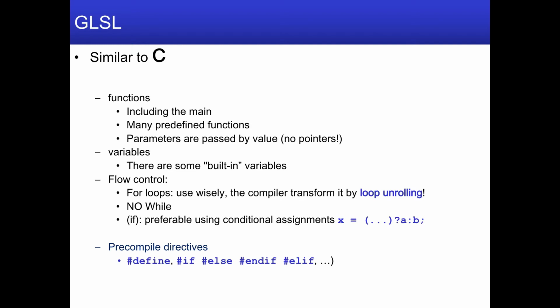And yeah, there are some flow controls, for example, the for loops, which are unrolled on the GPU. The GPU is somehow stupid with respect to the CPU, but it's very fast. And then you have predefined compiled directives as in C, if you want to compile part of the code or not. Okay.